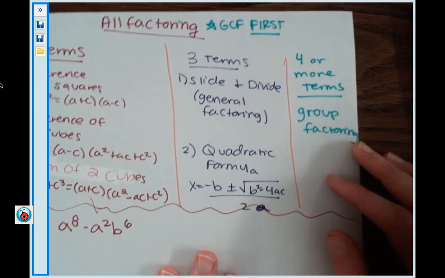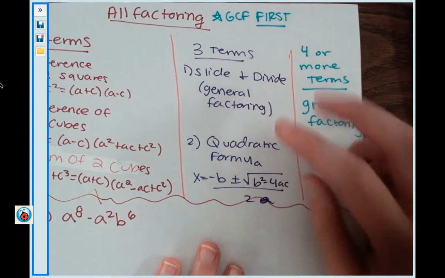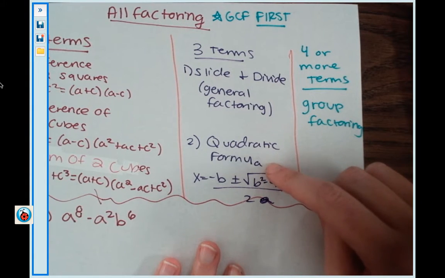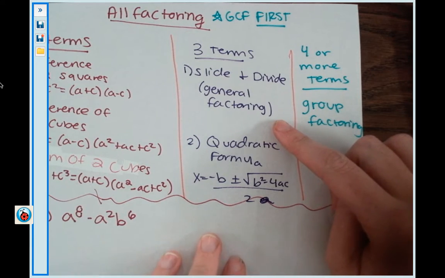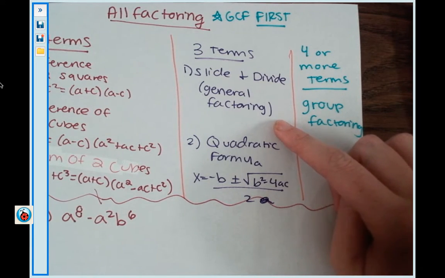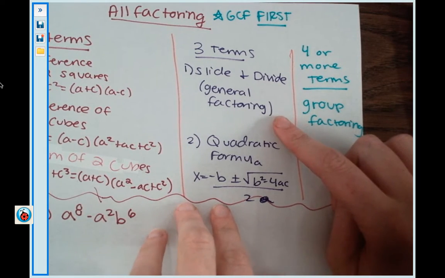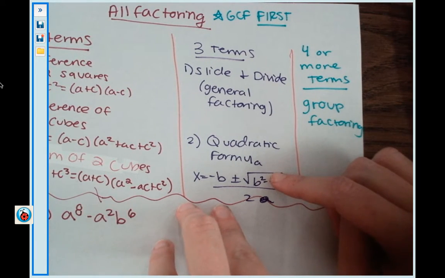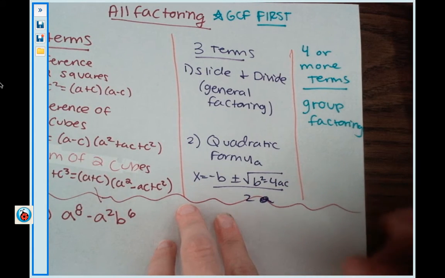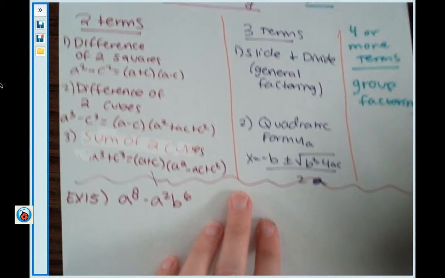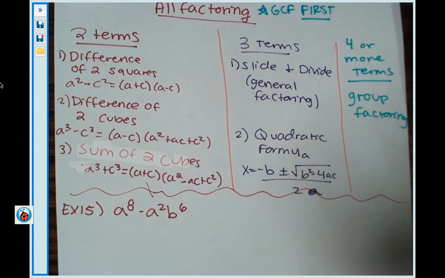Now if you have three terms, you can always do the quadratic formula no matter what. And then sometimes you can do the slide and divide technique, which is our general factoring technique. But sometimes this technique does not work, which means we have to use the quadratic formula, which always works. And lastly, if you have four or more terms, you will be doing group factoring. So we're always going to be addressing this chart when we're figuring out which factoring technique to use.